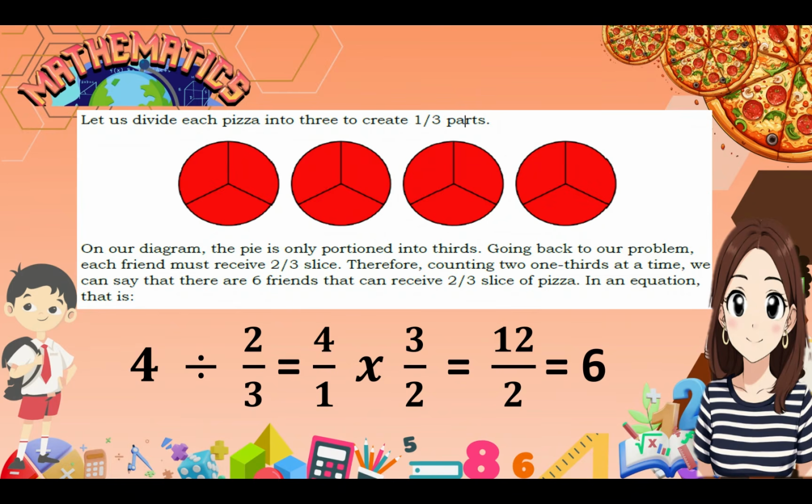In an equation, we can solve that like this. So 4 divided by 2/3 equals, 4 over 1. The division symbol becomes multiplication symbol. And get the reciprocal of the divisor. So 2/3 becomes 3 over 2 or 3/2. Then proceed to multiplication. 4 times 3 equals 12. 1 times 2 equals 2. Then divide the numerator by the denominator because it's an improper fraction. 12 divided by 2 equals 6.